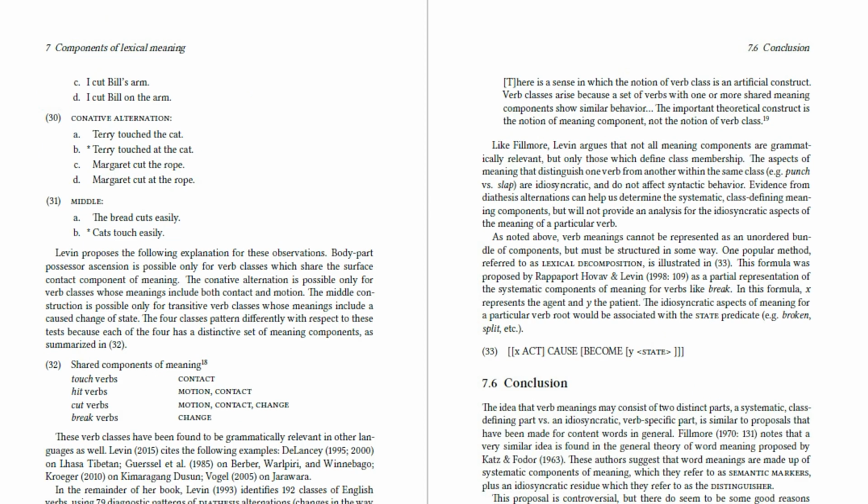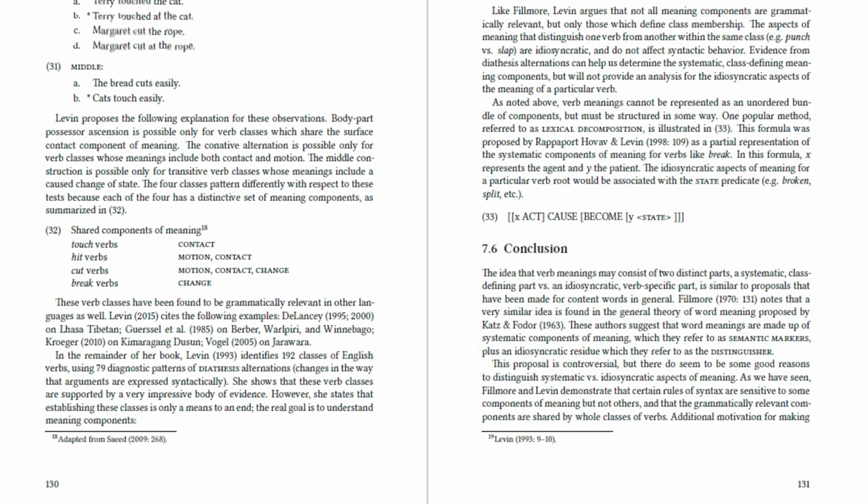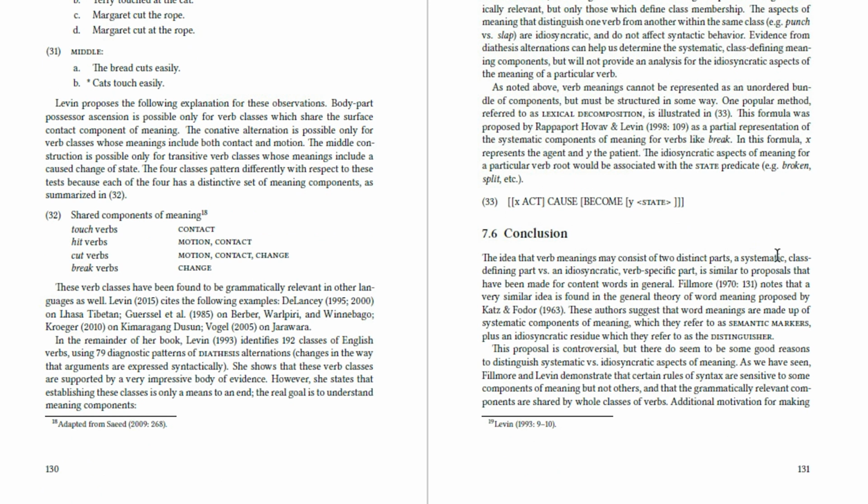Okay, fine. So the conclusion here, you can see verb meaning may consist of two distinct parts, a systematic part and an idiosyncratic, verb-specific part. This is similar to proposals that have been made for content in general. So if I bring to you true or false, the verb meaning has three distinct parts, you will tell me wrong. It has two distinct parts, systematic class and idiosyncratic class.